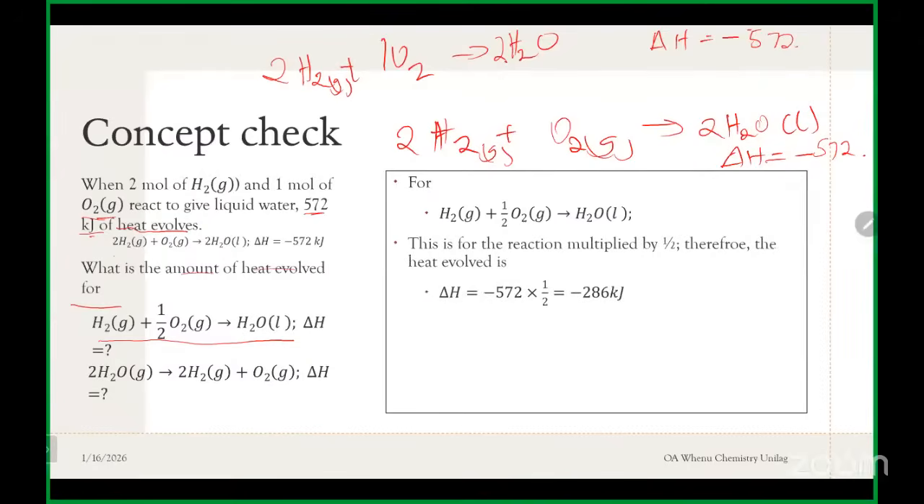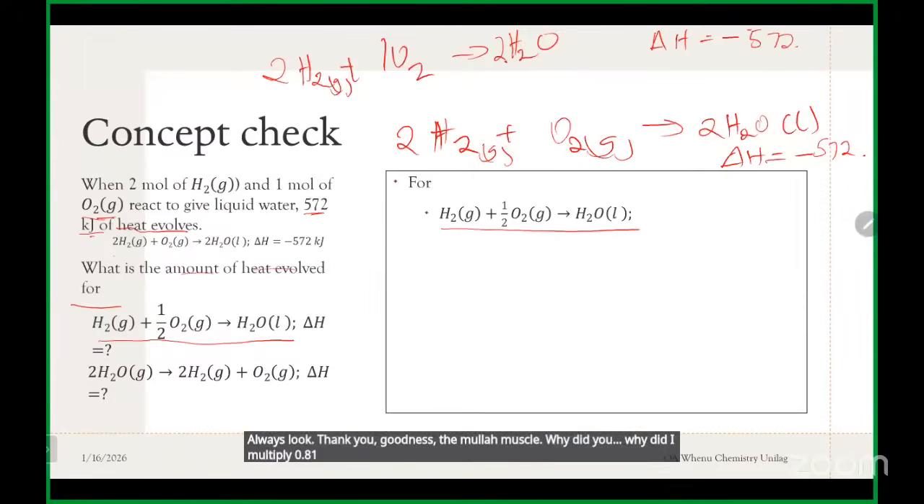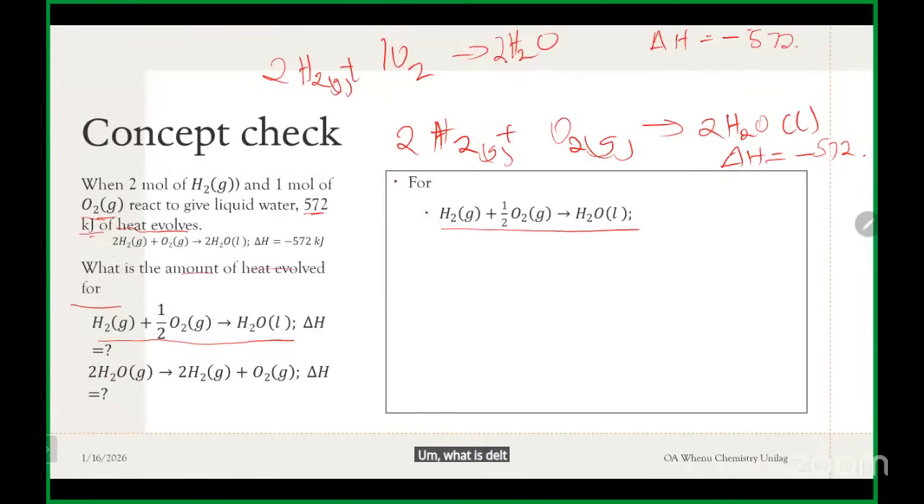So this is, sorry, before. So we have to calculate the heat change for this one. The best way, always look at the molar mass of... why did I multiply 0.81 mole by instead of 890? What is delta H for the reaction? Lookman, tell me. Then we'll continue the question.